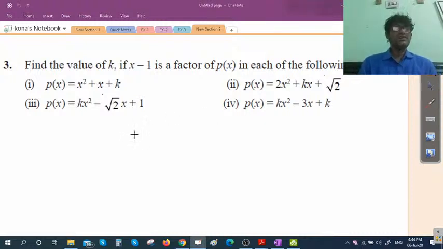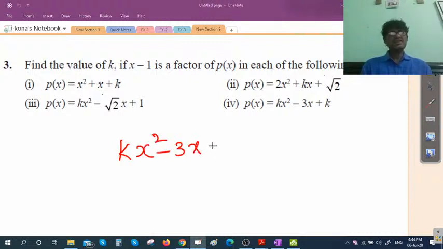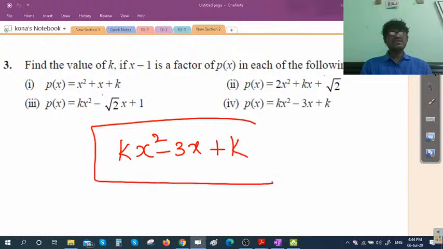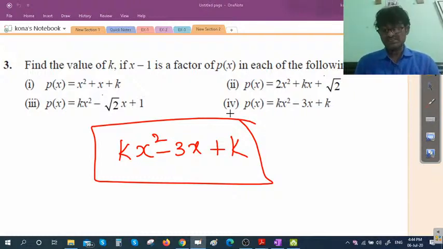Fourth one, let me write it in broad letters. k x square minus 3x plus k. This is the polynomial in the fourth question. You say your answers. I'm waiting for your answers. You try to solve that one.